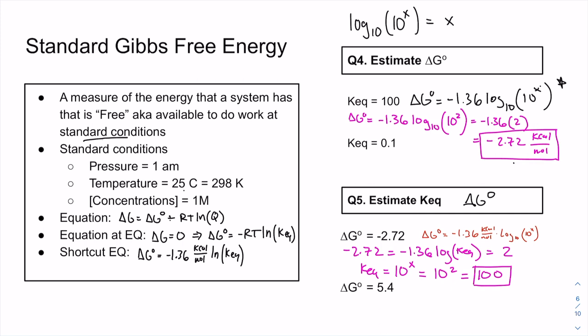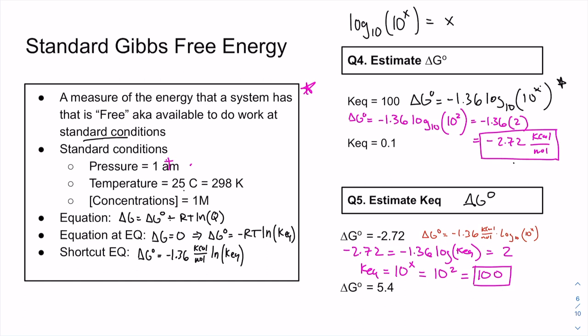Then we have standard Gibbs free energy. It's really Gibbs free energy at standard conditions. So it's the energy available to do work when you're at standard conditions, which are 1 atm, that's a typo, 25 degrees Celsius, and a concentration of molarity of 1 for your products and reactants. Okay, but specifically, it is Gibbs free energy, it's just at standard conditions.